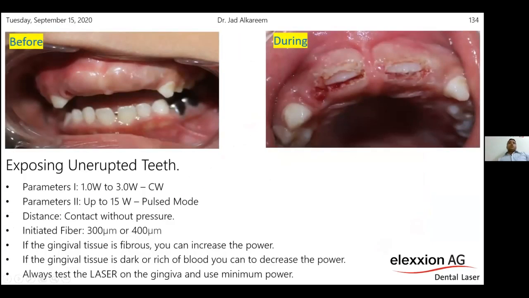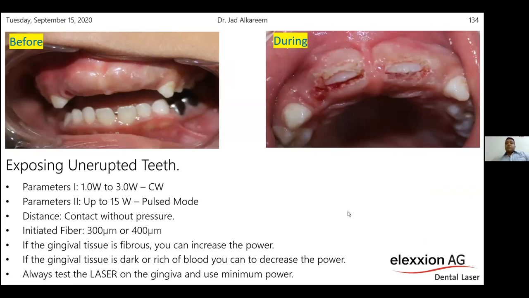And in this picture, in this case, we are exposing an unerupted tooth for a child. And you can use the diode laser to do this process. You can see in the picture on the left, there is no bleeding at all. So the patient is not complaining of any bleeding. You don't need to do any sutures or stitching after the treatment.